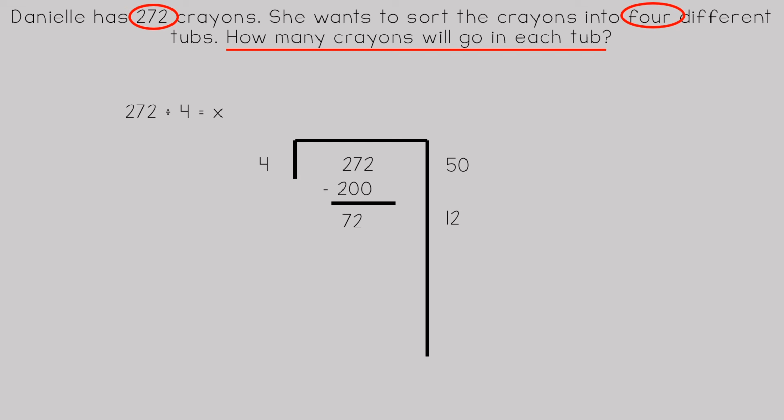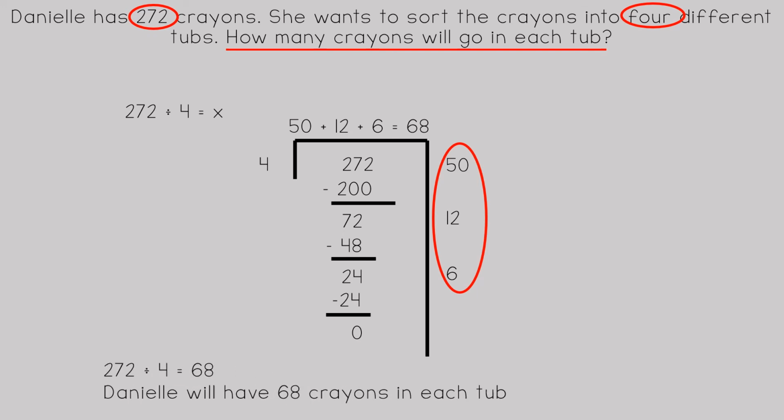So she's distributed 200 crayons. She has 72 left over that she needs to continue to distribute. I know that 4 times 12 is 48, so Danielle could group the crayons into groups of 12 into the 4 tubs, and then she would have 24 crayons left over. And then she would take the 6 crayons, and put them in each of the 4 tubs. And after that, she would have no crayons left over. So in each tub, she would have 68 crayons.